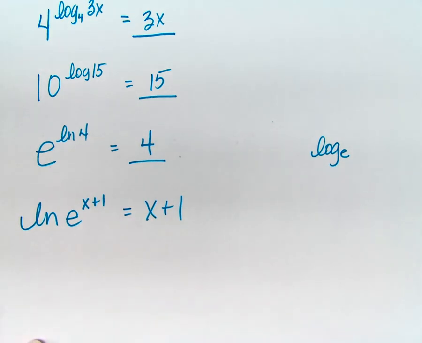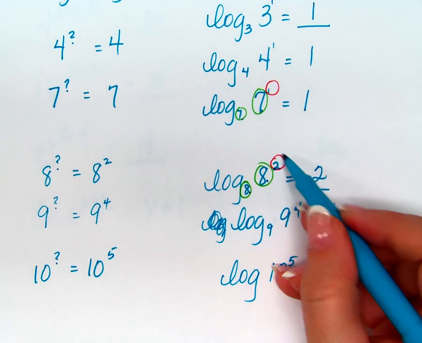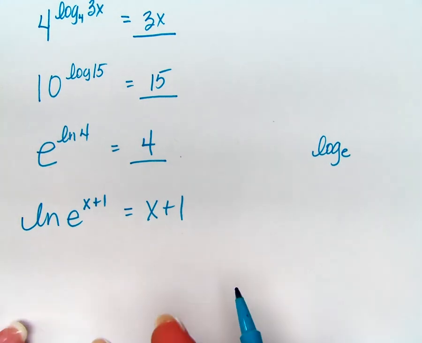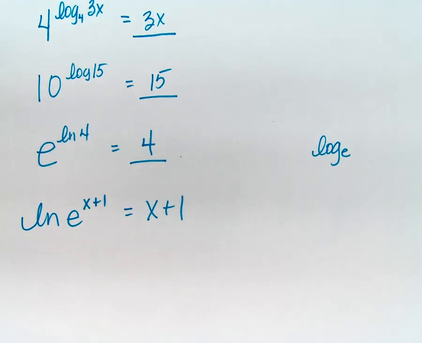That really kind of goes back to this one over here, doesn't it? When the base and the base are the same, the answer is the exponent. But it follows the same kind of logic. When the bases are the same, the answer is what's left. Okay? Questions?